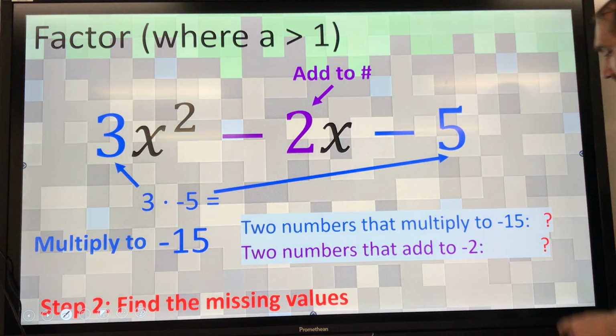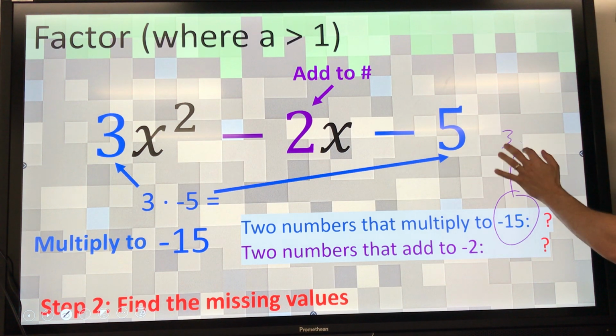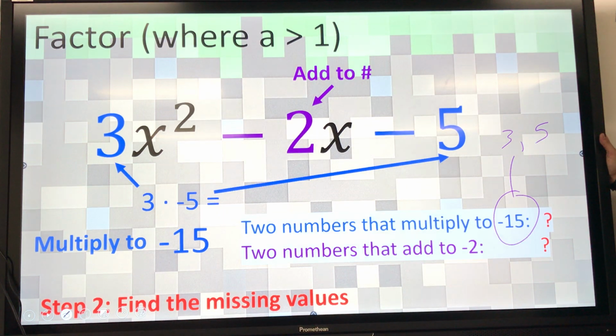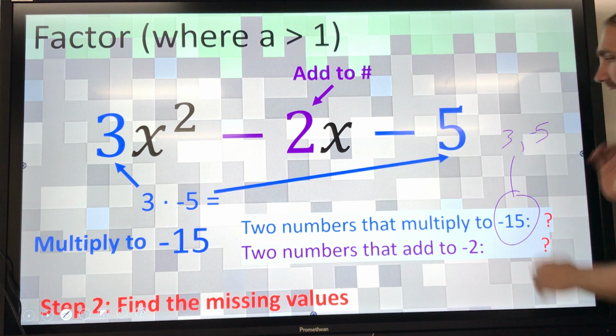Can anybody think of two numbers that multiply to 15? Let's say 3 and 5. Can these numbers add or subtract to a negative 2? How so? One of these has to be negative, right? Which one do you think would give me a negative 2? Negative 5. Very good. A negative 5.